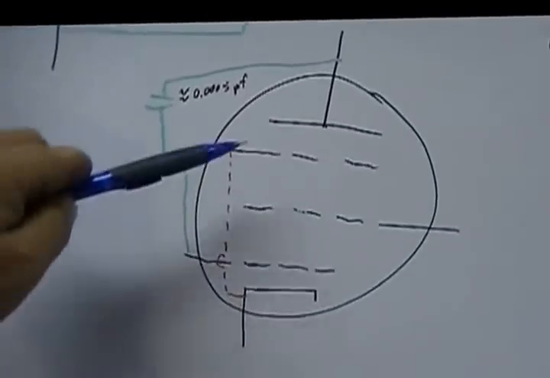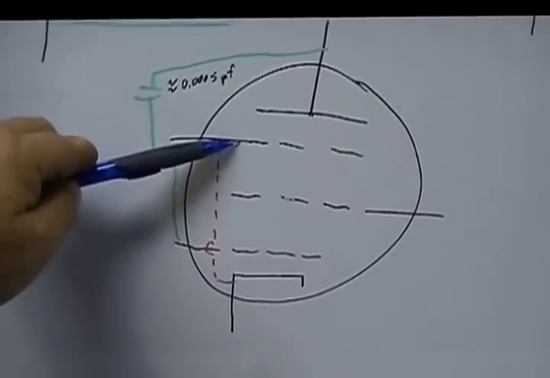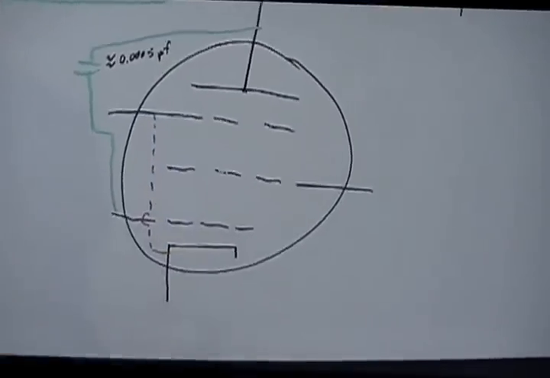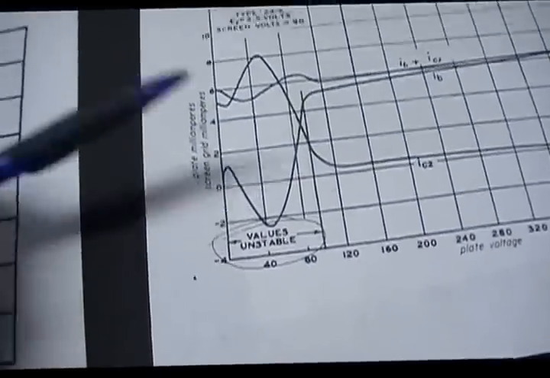Now, what this tube, or what this grid does, is it counteracts this.